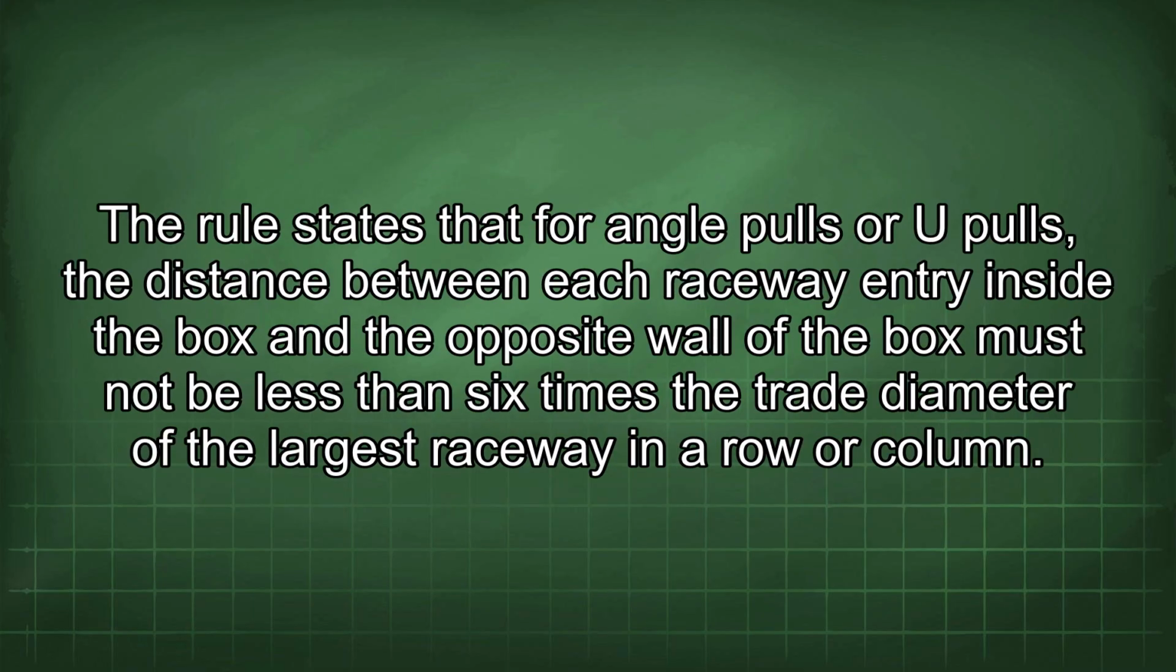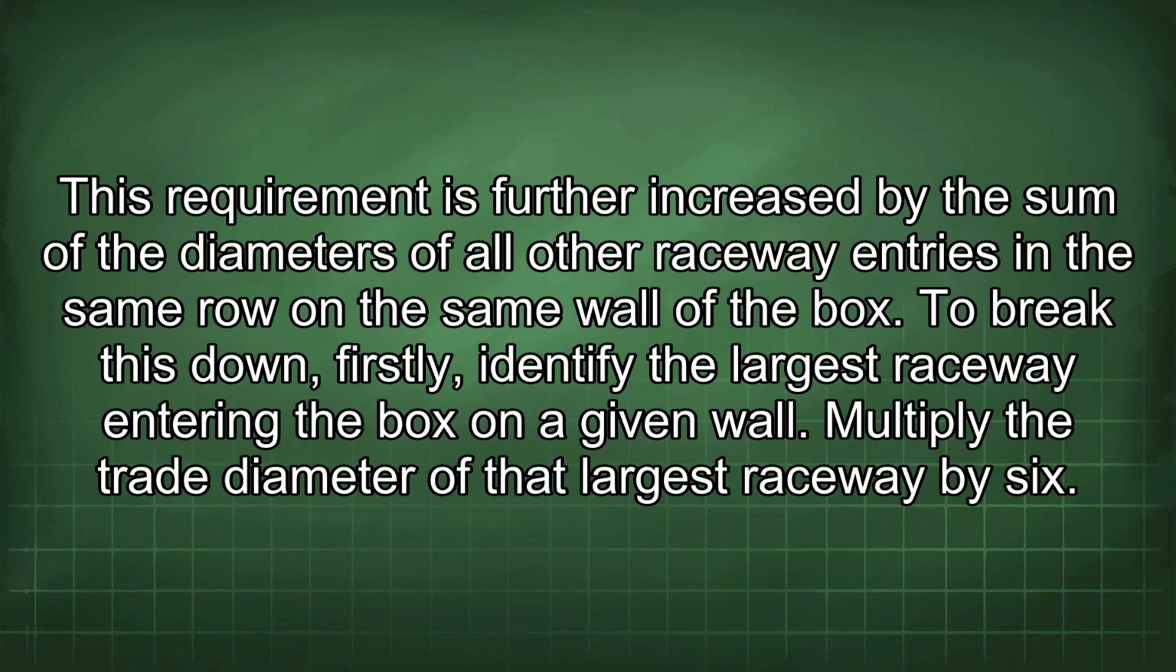The rule states that for angle pulls or U-pulls, the distance between each raceway entry inside the box and the opposite wall of the box must not be less than 6 times the trade diameter of the largest raceway in a row or column. This requirement is further increased by the sum of the diameters of all other raceway entries in the same row on the same wall of the box.